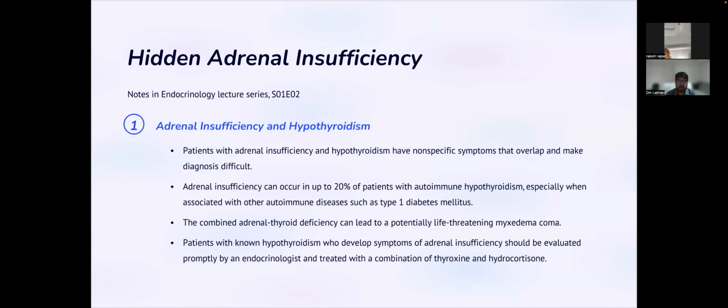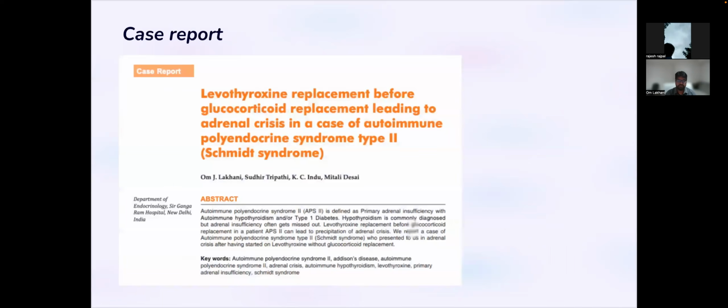Okay, a very important point which you need to understand, and this could lead to serious problems, right? Some of these patients could have a hidden adrenal insufficiency, right? In fact, this is a paper which we had written and published, a case report, many years back. We had this young patient who had hypothyroidism, and the patient was started on levothyroxine, and the patient ended up in emergency with adrenal crisis.